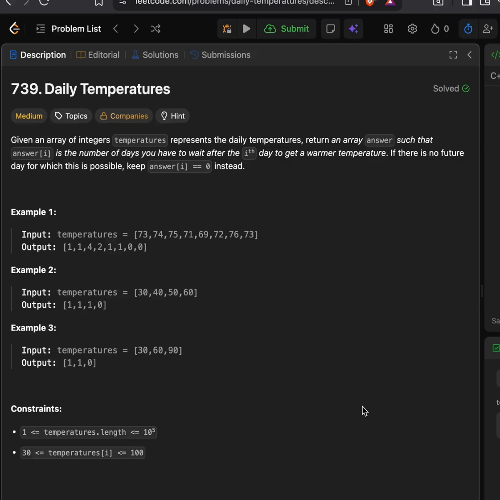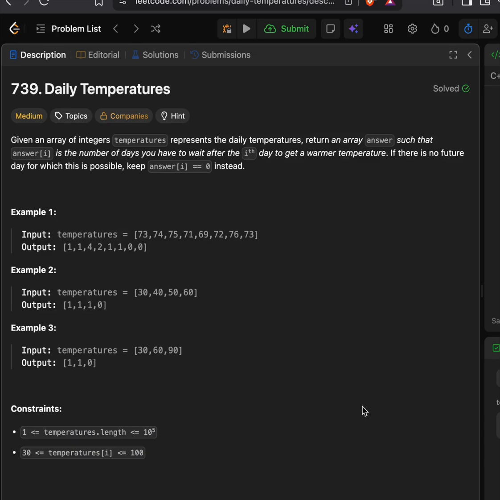Welcome back to our series where we are doing data structure and algorithm questions, and we are trying to understand how this question works and how the problem is being phrased. So today's question is daily temperatures. Given an array of integer temperatures representing the daily temperatures, return an array answer such that answer[i] is the number of days you have to wait after the ith day to get a warmer temperature. If there is no future day for which this is possible, answer[i] equals 0 instead.